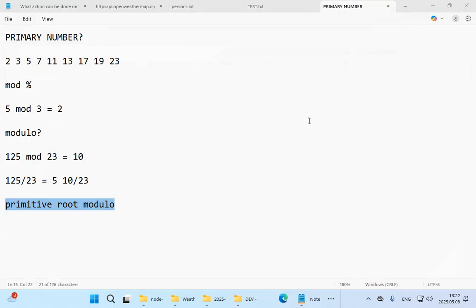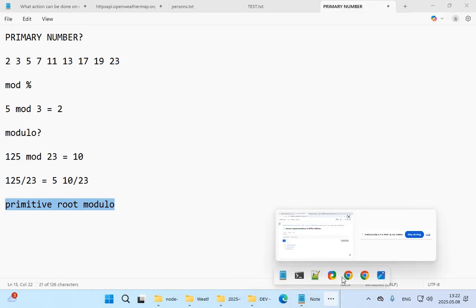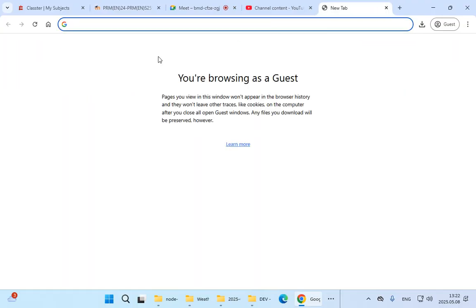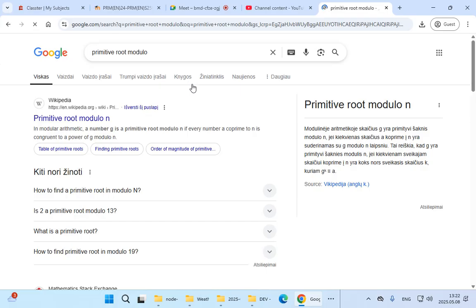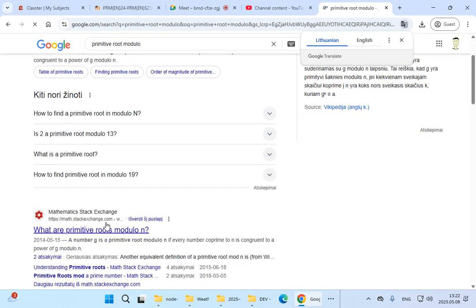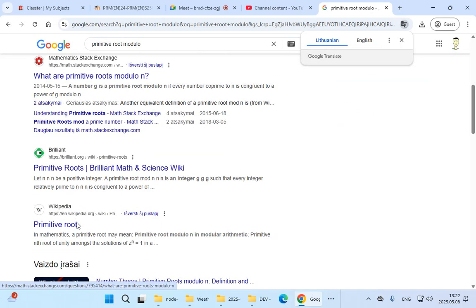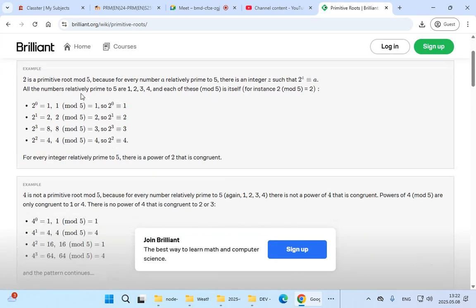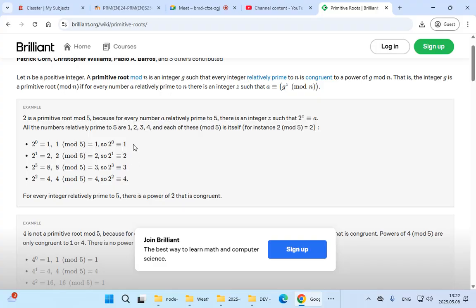I don't like Bing. I want to open Chrome. So if you take primitive root modulo, okay, we can take Wikipedia or this one, doesn't matter. So, primitive root. For example, here, what do they have? Yeah, here, for example, 2 is a primitive root modulo 5, etc.